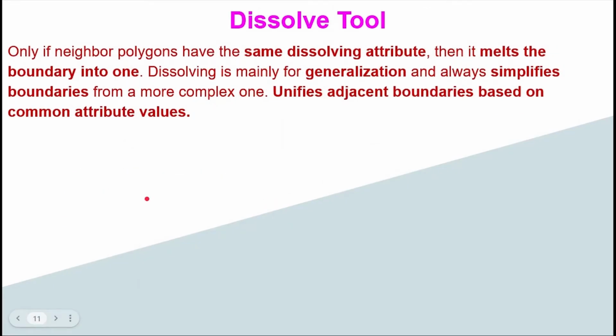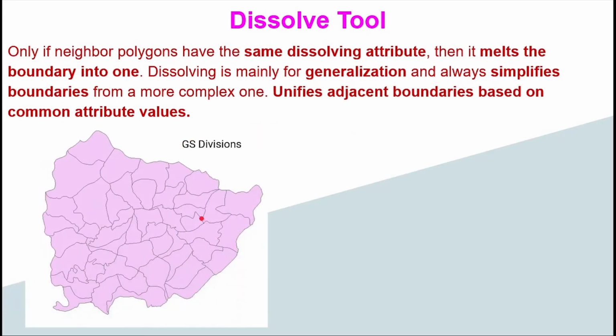There's a dissolve tool. If neighboring polygons have the same dissolving attribute, you can dissolve them into one layer. It means it melts the boundary into one. Dissolving is mainly used for generalization and always simplifies boundaries from more complex ones. It means it unifies adjacent boundaries based on a common attribute value.